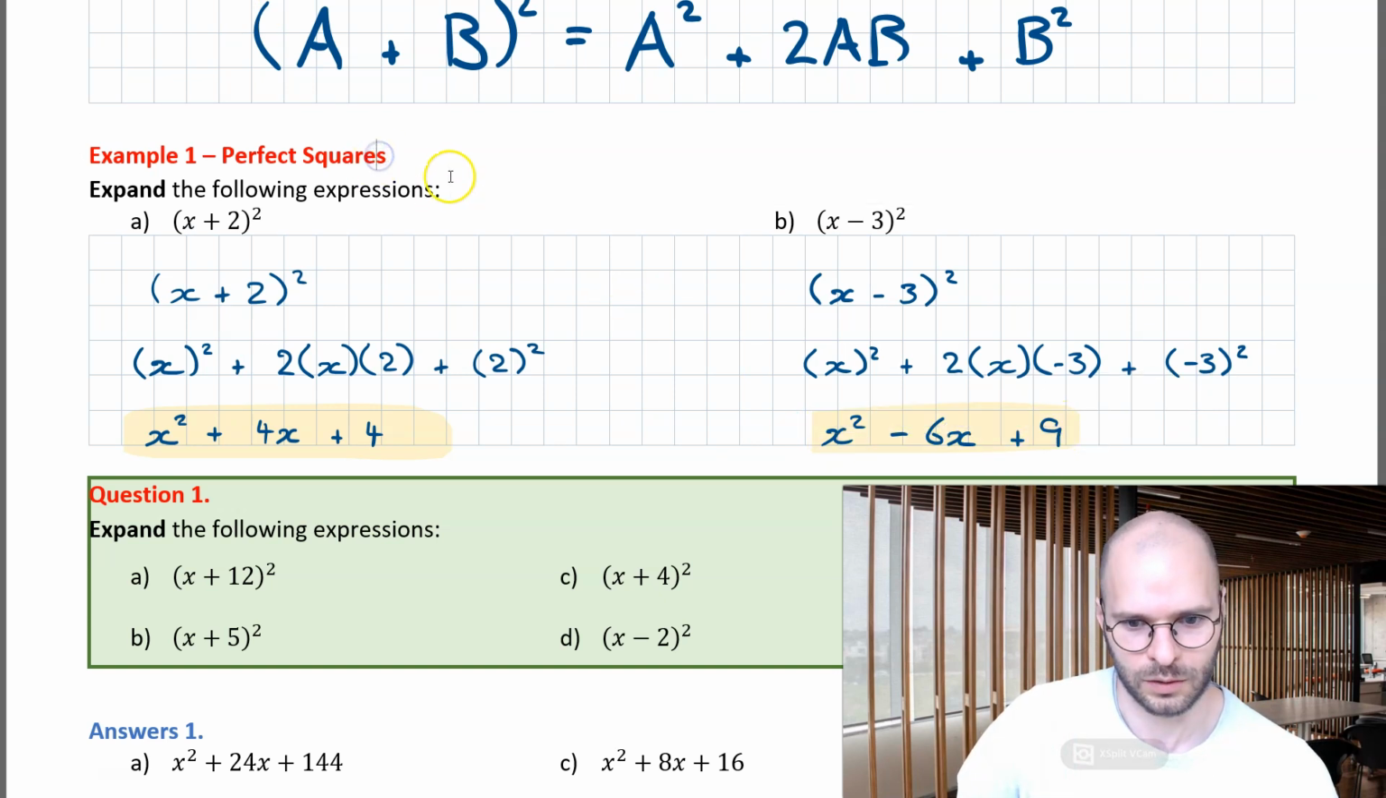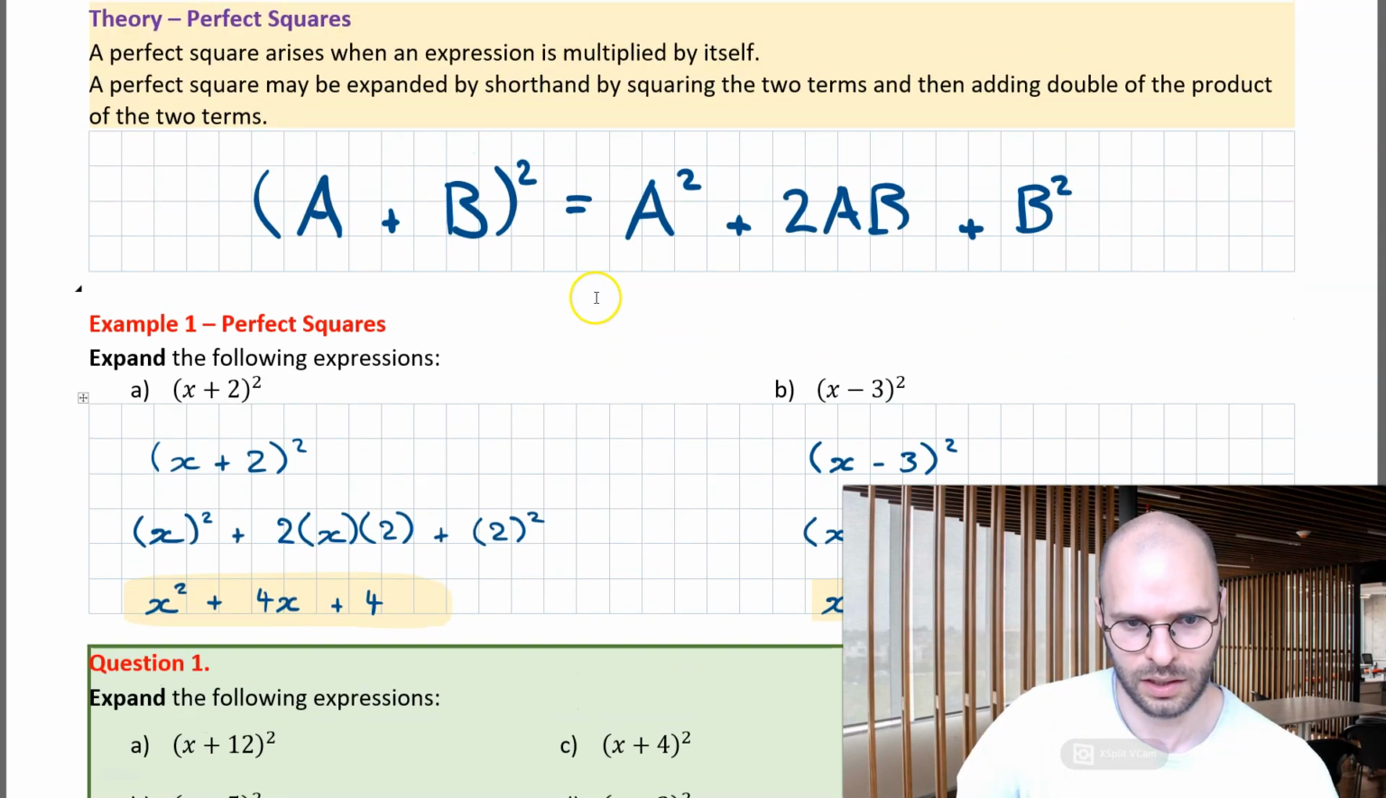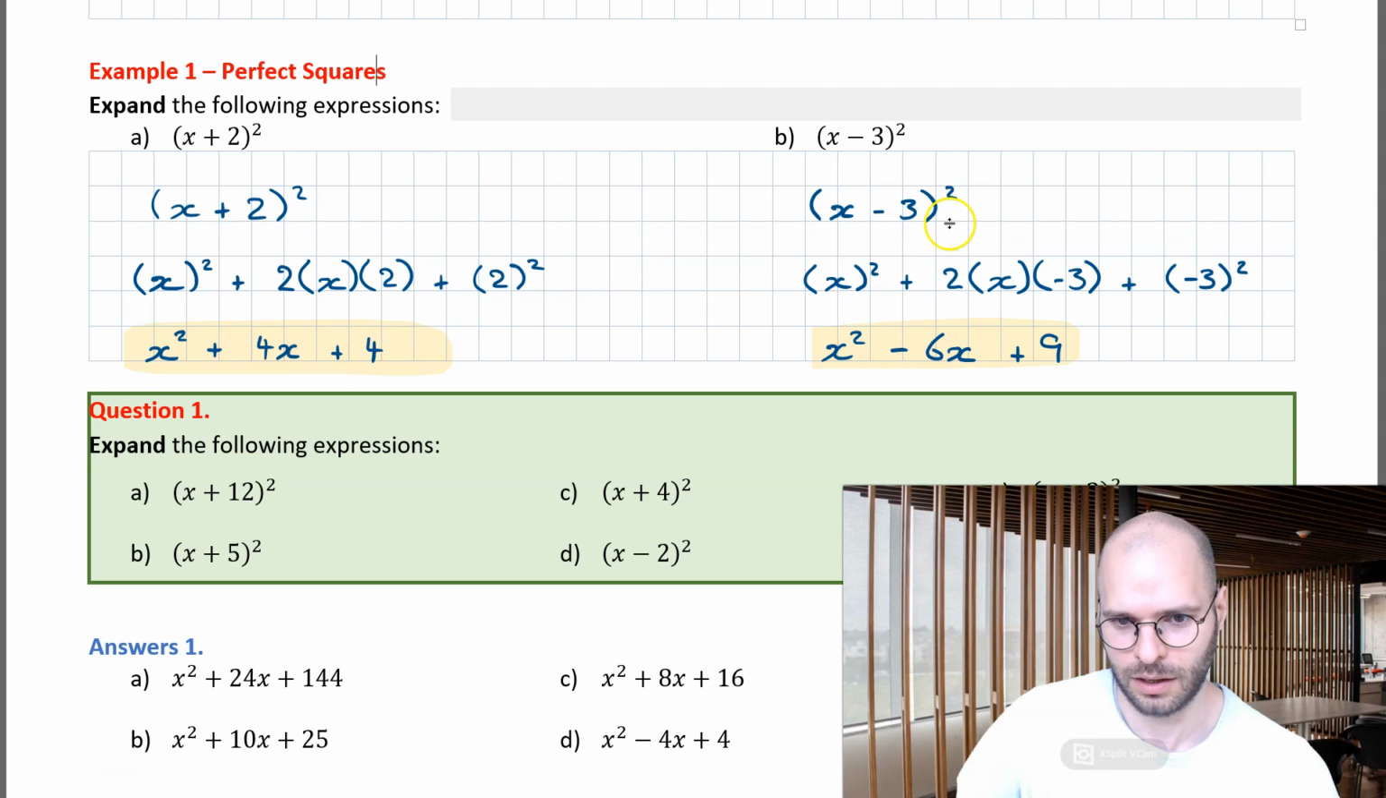So the way in which we expand the perfect square is we square the two terms and then we multiply them together and multiply it by 2. So a plus b all squared is a squared plus 2ab plus b squared. When you become proficient, you can go from this step here all the way down to here.